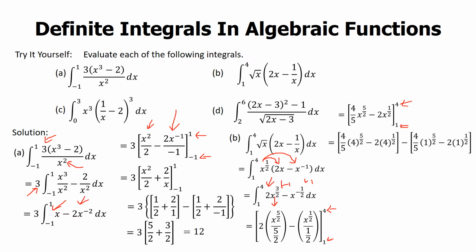Then we substitute x goes to 4, which becomes 4 over 5 times 4 to the power 5 over 2 minus 2 times 4 to the power half, minus substitute x goes to 1, which gives us 4 over 5 times 1 to the power 5 over 2 minus 2 times 1 to the power half. Then we calculate the values, which is 108 divided by 5 minus -6 over 5, and we get the answer is 114 over 5.